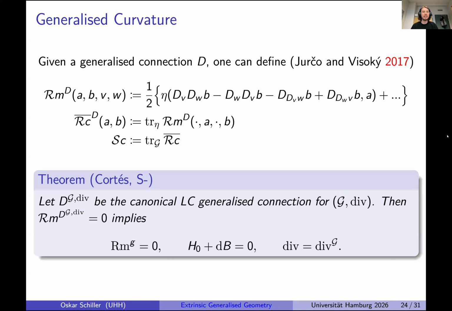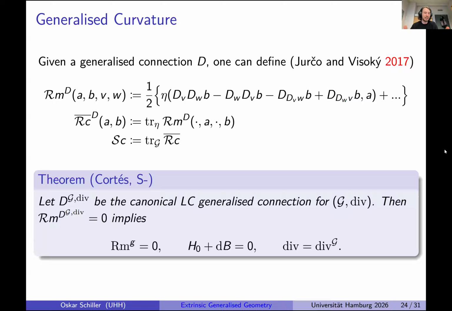Okay, just to remind you of generalized curvature. Given a generalized connection, there's a well-known by now definition of a generalized Riemann tensor, which is reminiscent of the normal definition of the Riemann tensor. There's some subtlety going on with the dot, dot, dot there, but okay. And then from that, you can obtain a generalized Ricci curvature and the generalized scalar curvature by taking the trace with a generalized metric. Again, this will be relevant for the generalized fundamental theorem for hypersurfaces.